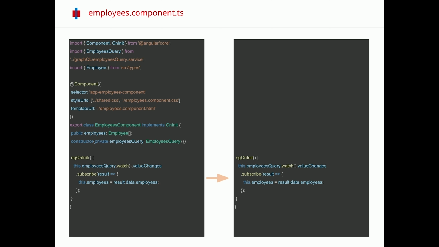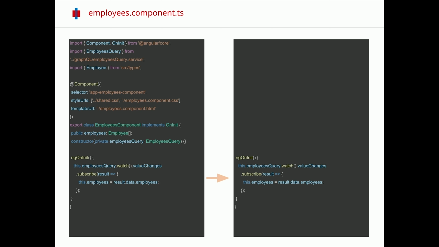So this .employees query is our query service. .watch.valueChanges is just as it sounds. We're saying we want to watch that query and take action when the value of it changes. We then subscribe to the value changes as we would with any other observable, and the query is sent. I'm passing a very simple arrow function to subscribe to assign our query result to the employees property.